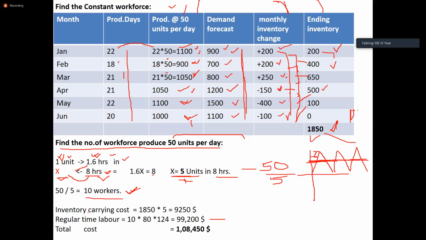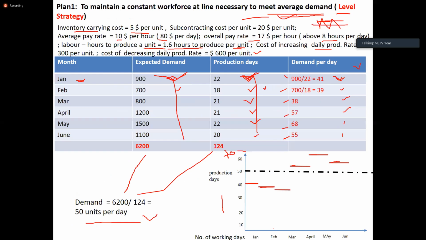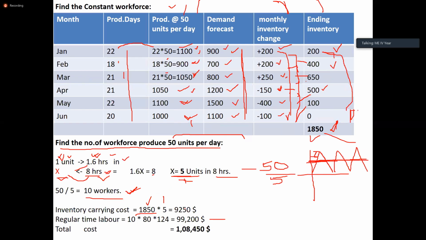Before that, I'm adding one more step, that is inventory carrying cost. Already we know every month, if you see the total, you will get 1850. Based upon each month, I'm keeping this much inventory. So 1850 into the carrying cost. Inventory carrying cost at $5 per unit, you will get $9250.